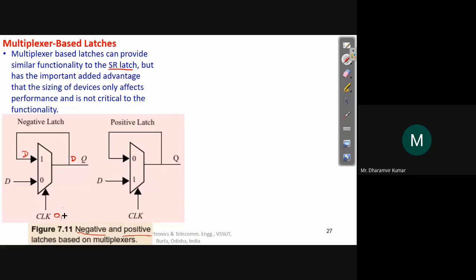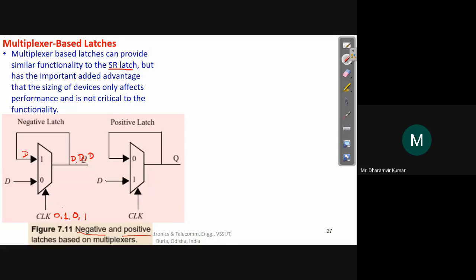goes to 1, what happens? This input will be fed to the output, and this is already D. So this will be coming here, and Q will again be equal to D. And when again clock goes to 0, this 0 input, that is D, will again come here. D may be anything, 0 or 1, whatever.